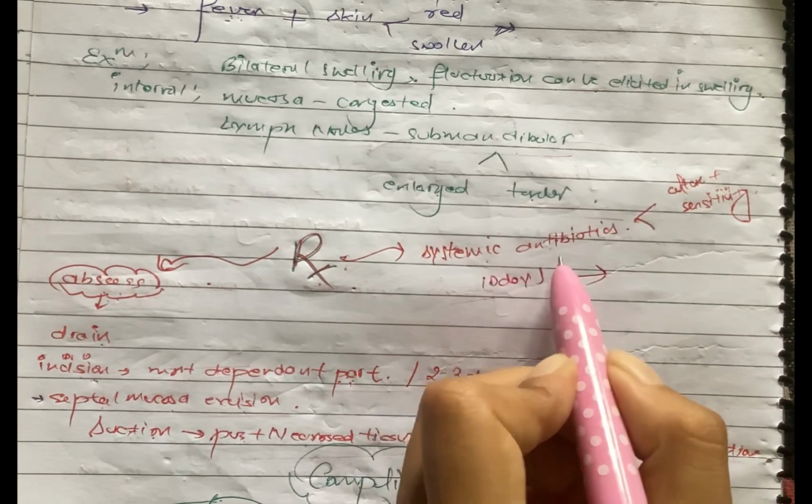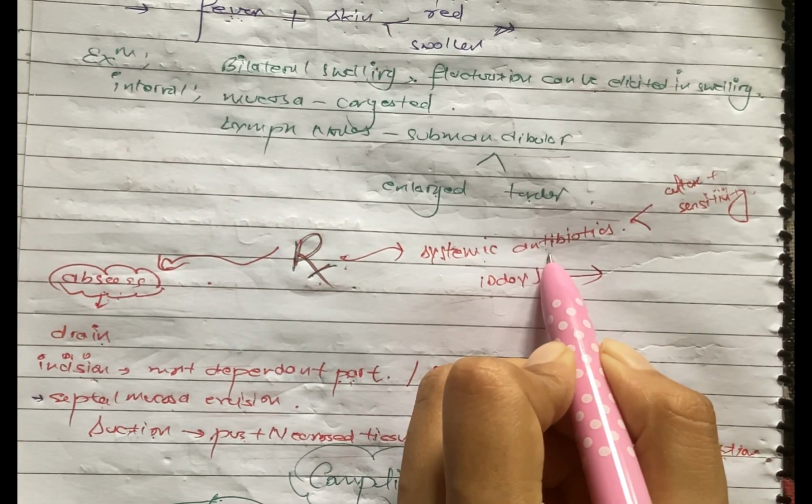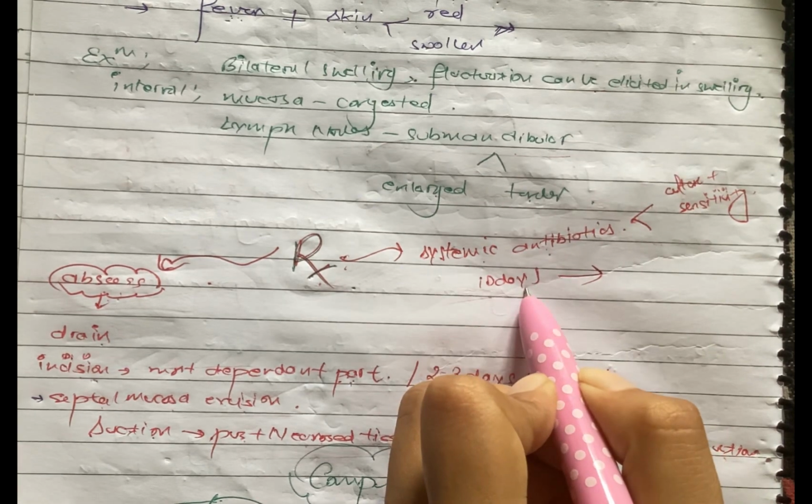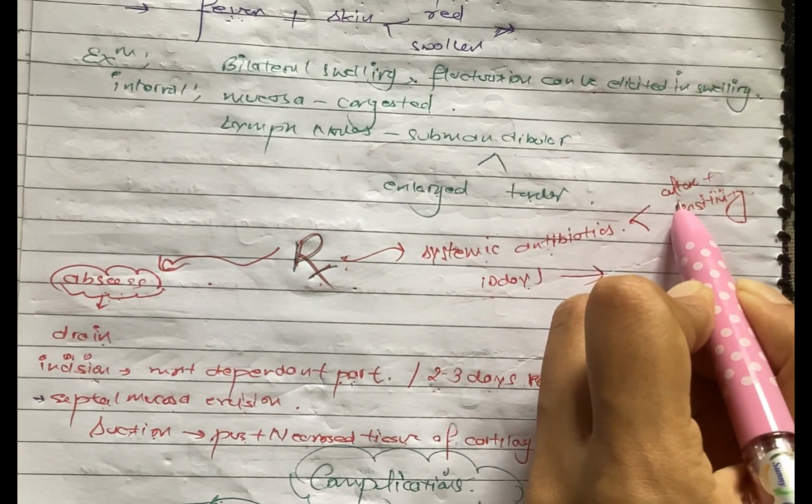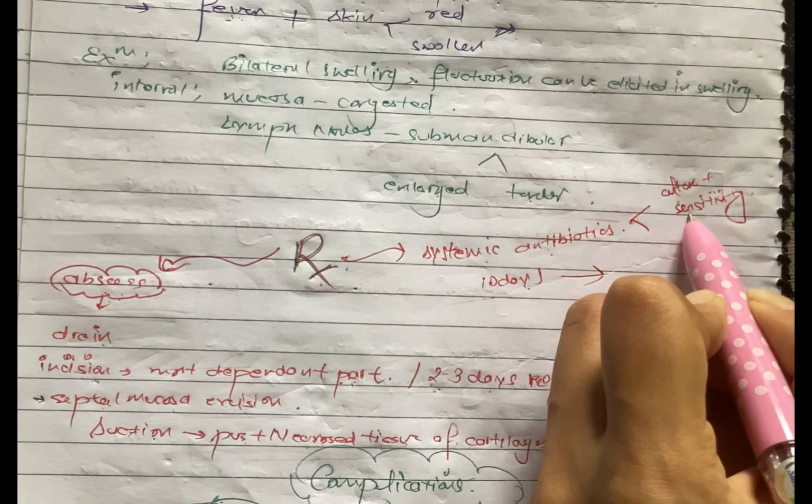And systemic antibiotics are started as soon as diagnosis has been made, and it is continued at least for the 10 days, and culture and sensitivity of pus guides the choice of antibiotic.